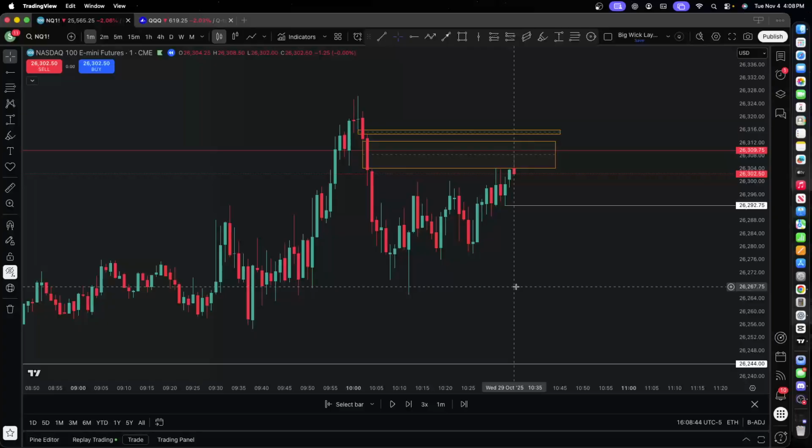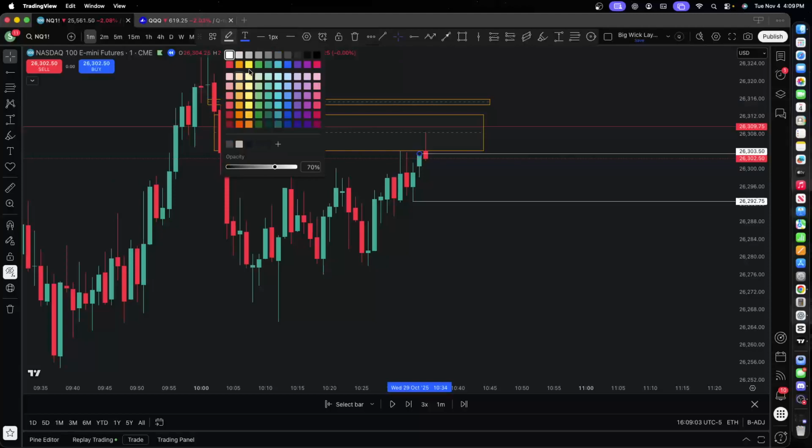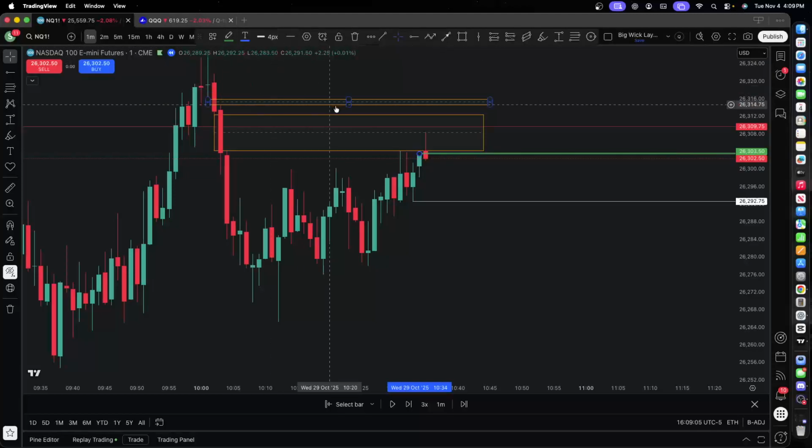For me, I entered at the top, transparently. My exact entry was 303.5. So I have it pulled up on the side screen. Can I get it? 303.5. Change this to green and we'll make it nice and fat.